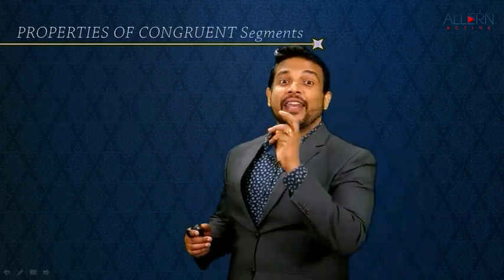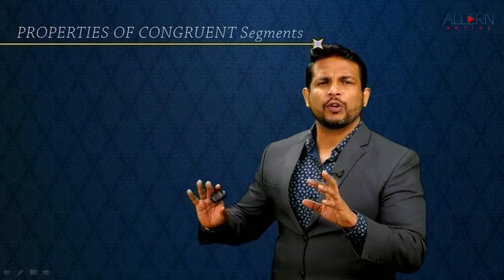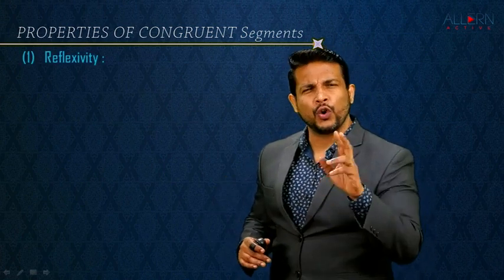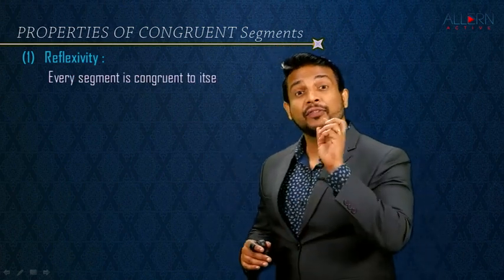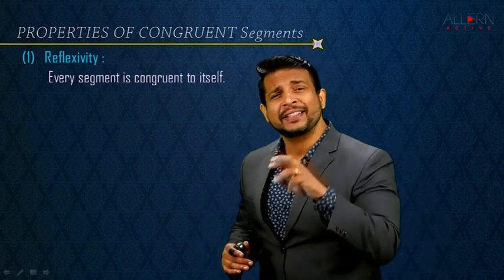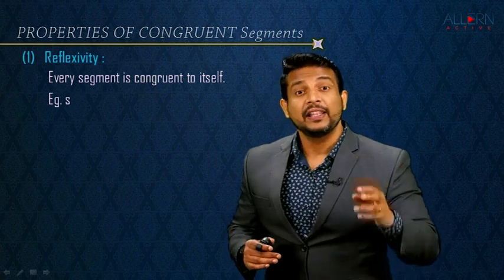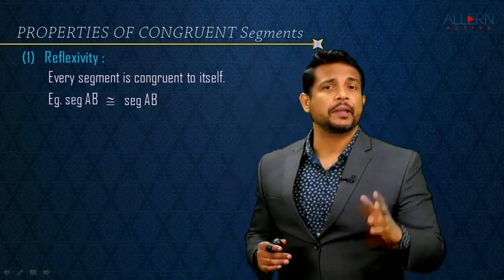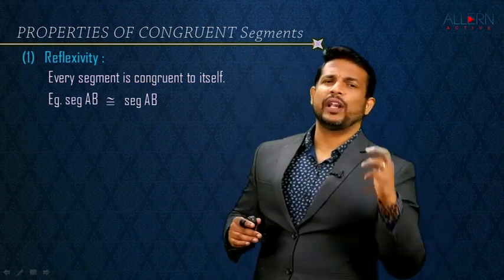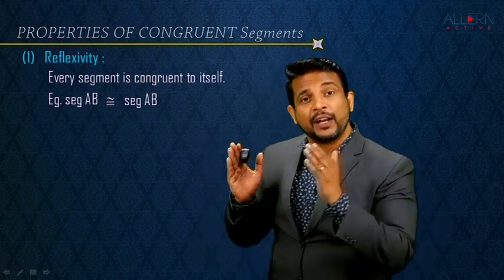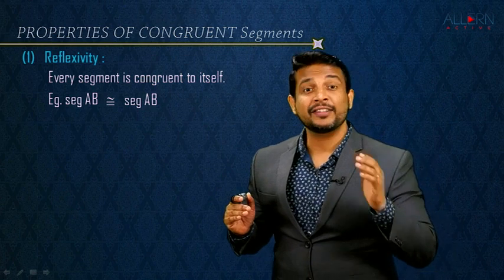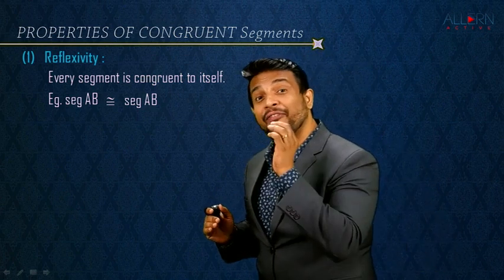Beautiful. Now, a very important thing is properties of congruent segments. That's very easy. The first is reflexivity. What does that mean? Reflexivity means that every segment is congruent to itself. That means segment AB is congruent to segment AB. Segment CD is congruent to segment CD. Segment PQ is congruent to segment PQ. So every segment is congruent to itself. That is nothing but the property of reflexivity.